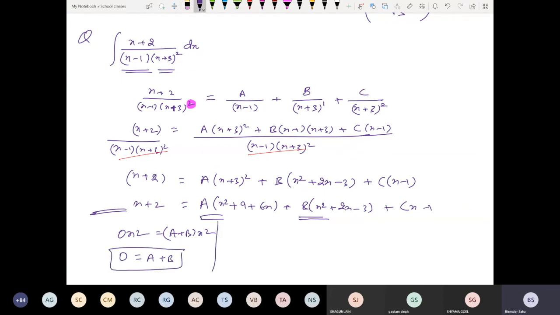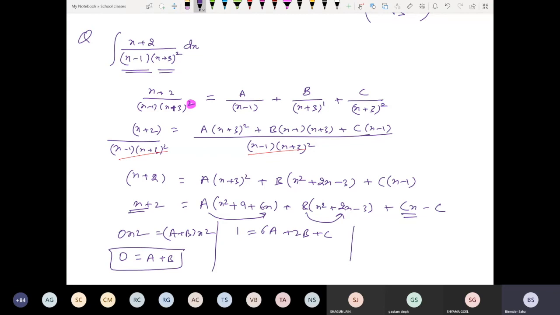Next, comparing the coefficient of x. See, what are the coefficients of x? Beta, this will be c. Beta, can't you see? I should write here c. No one is saying, you should tell me. Okay, c into minus 1, it will be minus c. So comparing the coefficient of x, this will be 6a, this will be 2b, and this will be minus c. And here the coefficient of x is 1. So this is the second equation.